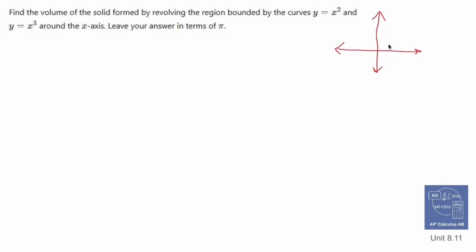Y equals x squared is going to look like a U. Y equals x to the third is going to look like this. So we have this tiny little sliver right here. And what we're doing is we're rotating it around the x-axis.